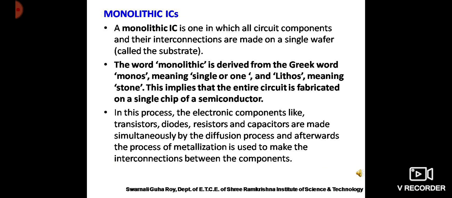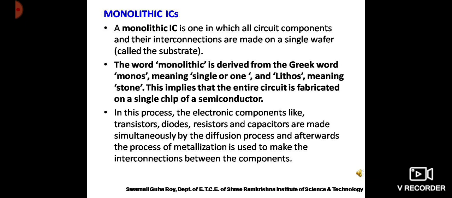As I have already told you about the classifications of IC, in this slide you can see this will describe the monolithic ICs. First of all, we have to know why it is so called. A monolithic IC is one in which all circuit components and all interconnections between the circuit components are made on a single wafer, that is on a single substrate. Substrate means the starting material on which we will fabricate the IC.